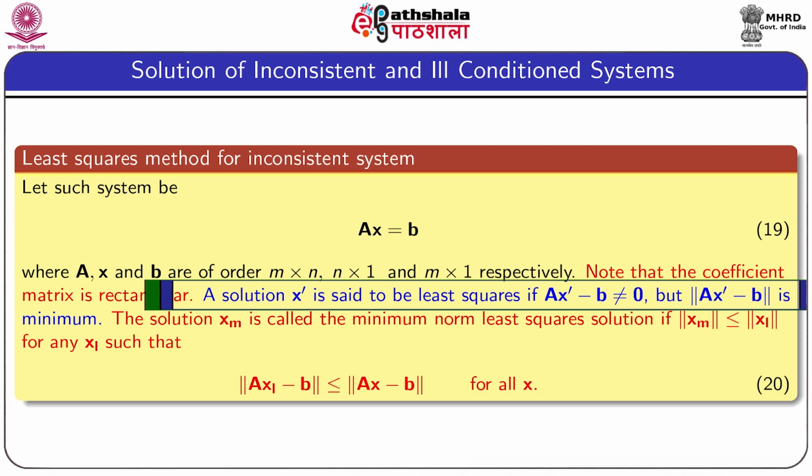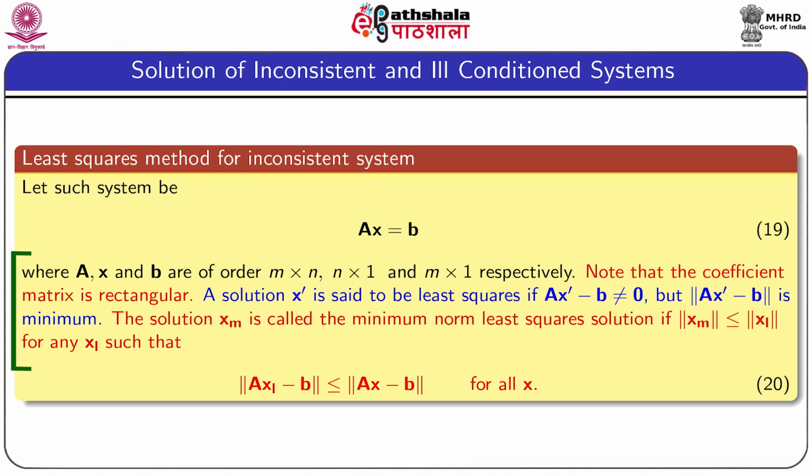Now, a solution x' is said to be a least squares solution if Ax' minus b is not equal to the null vector, but the norm of this vector is minimum. The solution xm is called the minimum norm least squares solution if the norm of the vector xm is less than or equal to the norm of any vector x1, such that the norm of x1 minus b is less than or equal to the norm of x minus b, and this condition is true for all x.